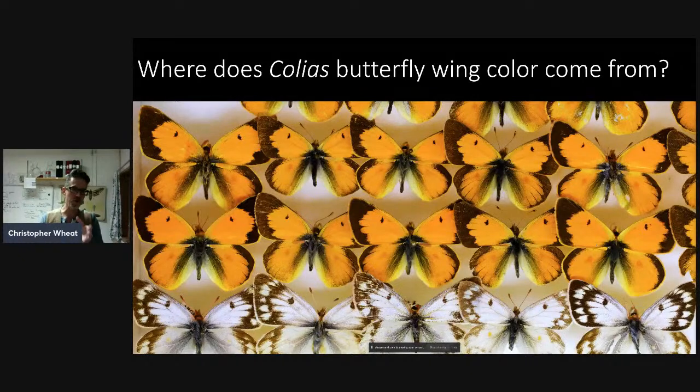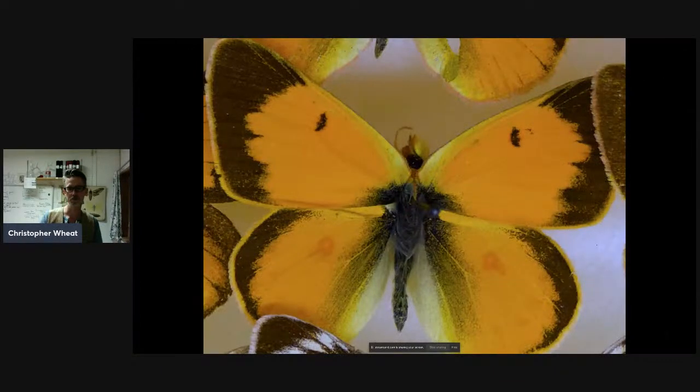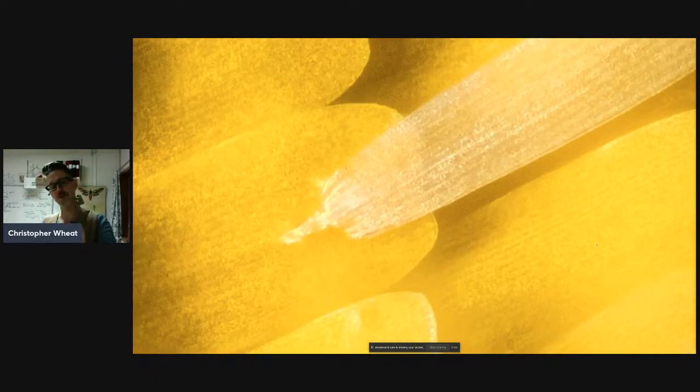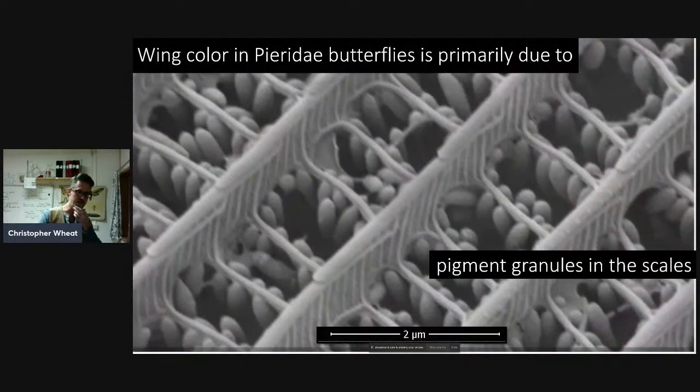So where does Colias butterfly wing color come from? If you open a drawer at the museum, this is what you would see. If we go in closer, and a little bit closer, closer still, and then go into one of these actual single cells, these butterfly wing scales are single cells, you can see the ridges in there, and we're going to zoom in to right between some of the ridges, and we're going to lose color because we're going into an electron microscope. This is what we see.